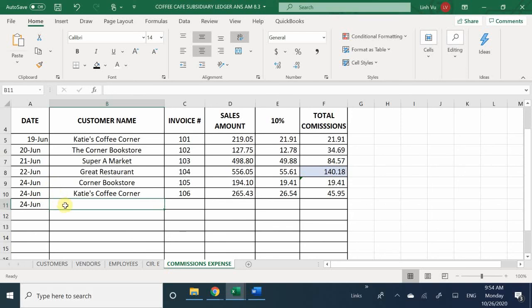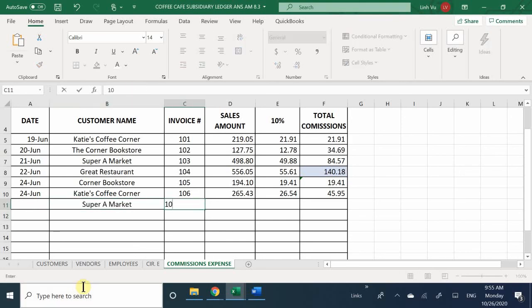Okay, so yes. Here we are. Oh, not the date. We didn't sell it to them yet. But who did we sell it to? Super A Markets. All right, invoice number 20107. And how much was that? 920.35.